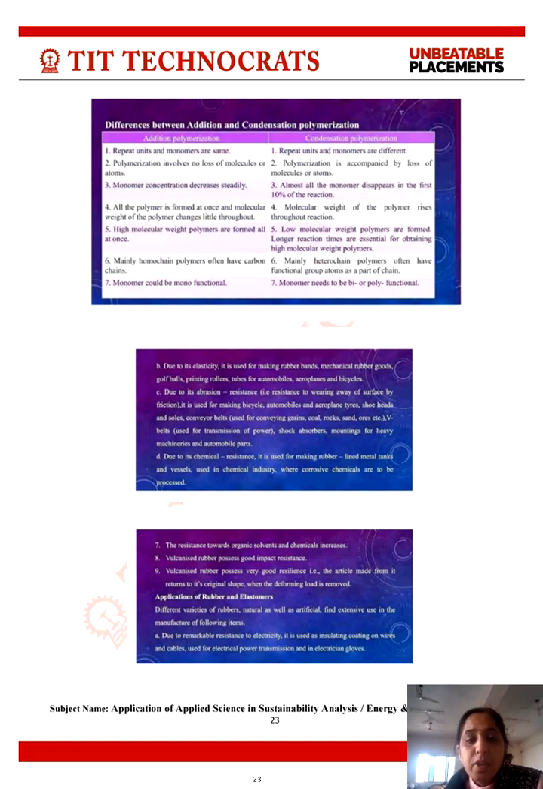Now we will move forward to the next topic, which is very important: the difference between addition and condensation polymers. I have already discussed addition and condensation polymerization. Addition means the polymerization process keeps repeating and no byproduct is formed, but in condensation a byproduct is formed. In the next point, in addition the monomer could have a double bond or functional group, while in condensation the monomers should be polyfunctional.